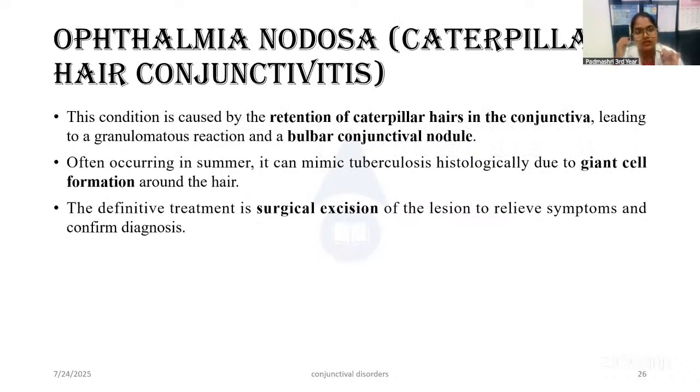Ophthalmia nodosa, that is caterpillar hair conjunctivitis. This condition is caused by retention of caterpillar hairs in the conjunctiva, leading to granulomatous reaction and a bulbar conjunctival nodule. Often occurring in summer, it may mimic tuberculosis histologically due to giant cell formation around the hair. The definitive treatment is surgical excision of the lesion to relieve symptoms and confirm diagnosis.